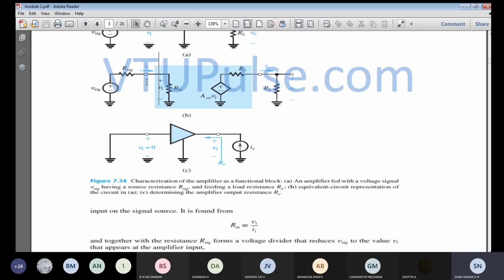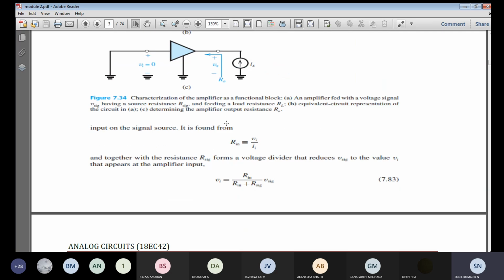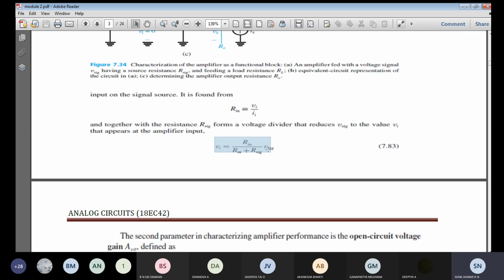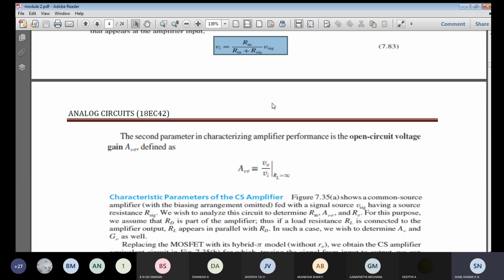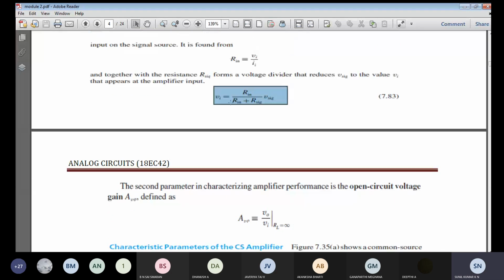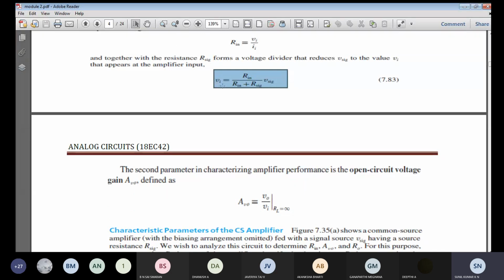V signal into Rin divided by R signal plus Rin. So you are going to get that same thing. So effective input voltage will be equal to V signal into Rin divided by Rin plus R signal. So if Rin is high when compared to R signal, in the denominator you can neglect this term, and you will get Vi equal to V signal. That means effective input voltage will be equal to the signal source voltage. Understood? So this is how we find the input voltage.